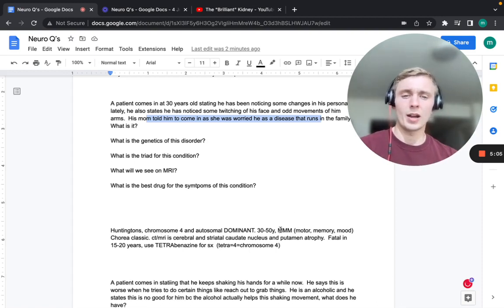And the triad is MMM: motor, memory, and mood. So they're going to have impairments in motor with that chorea, memory impairments, memory changes, and mood, so personality changes. So he had personality changes here.